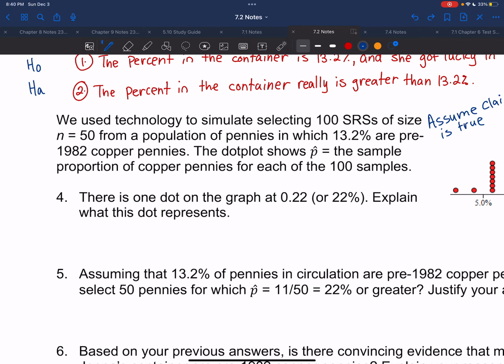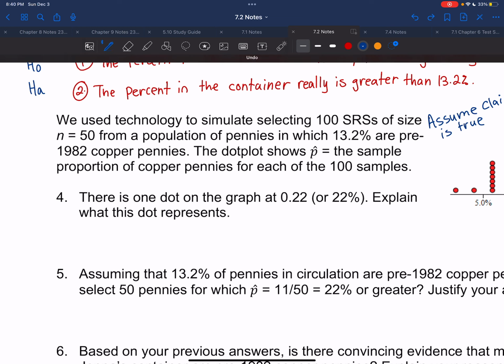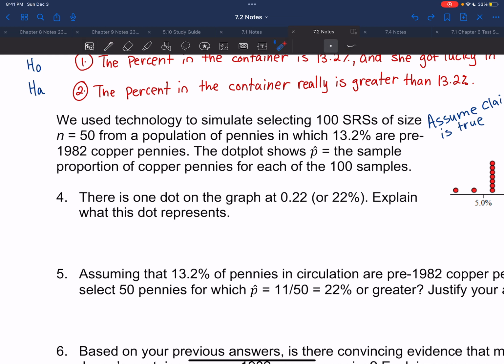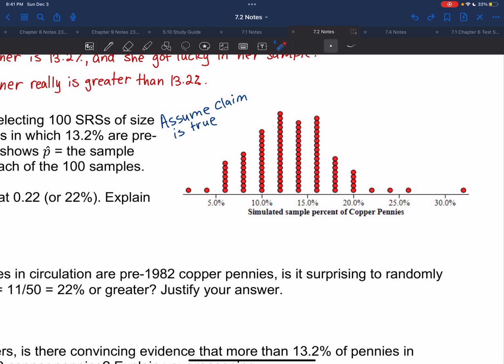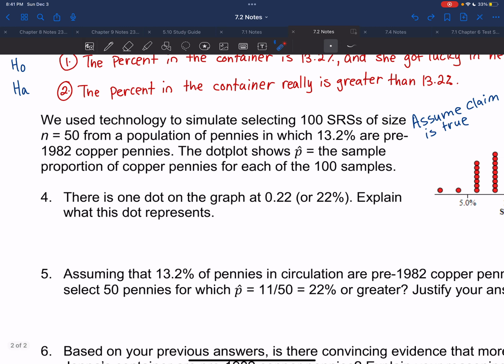Okay, now the dot plot shows p hat, which represents the sample proportion of copper pennies for each of the 100 samples. And so we've got this dot plot over here, right? And each one of these dots represents 50 randomly selected pennies. And where it lands on the number line tells us the proportion of pennies that were pre-1982, okay? Now, it says there is one dot on the graph at 0.22 or 22%. Explain what this dot represents, okay?